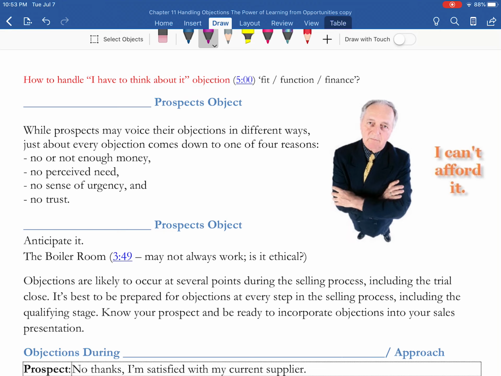Okay, and also you need to pay attention to why the prospects object. Why do they object? Because they don't have enough money. If they don't have enough money, then probably you have to think about a payment plan or some other way of getting paid. No perceived need. They feel like they have money, but they feel like their existing supplier is good enough. So they are working with your competitor and they feel they are comfortable with that.